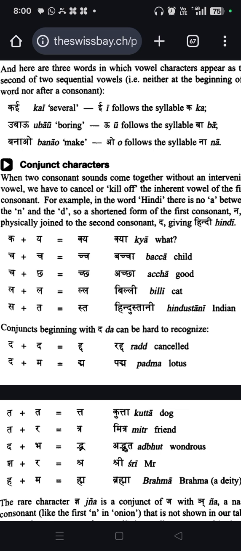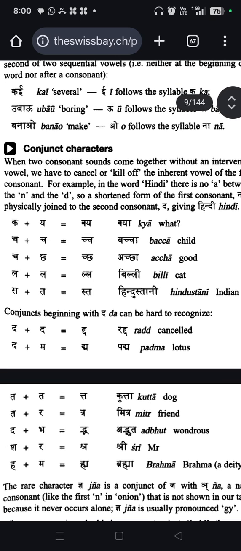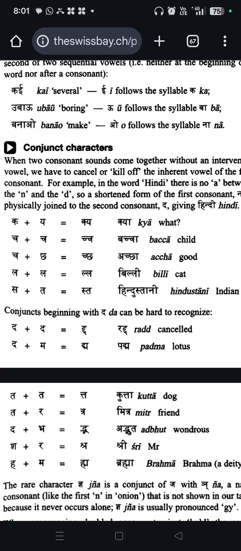The consonant here is, as you can see, physically the half of the n symbol, with the symbol for da. So it's Hindi, Hindi. So there are two consonants joined together, and we have some of these consonants joining together.